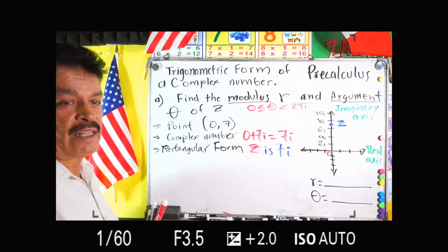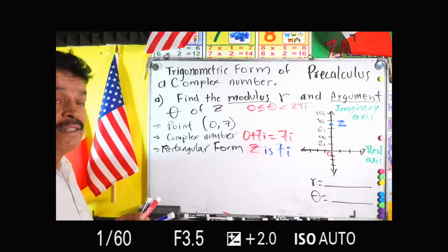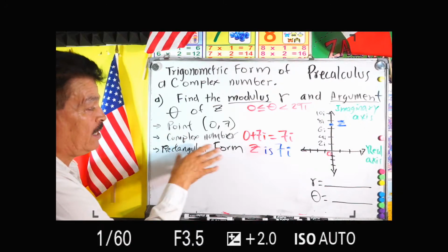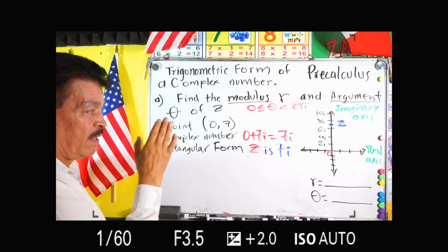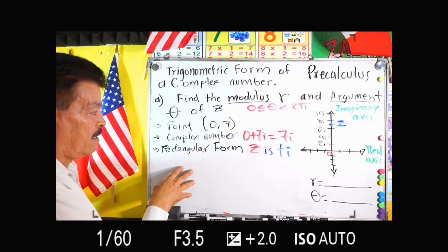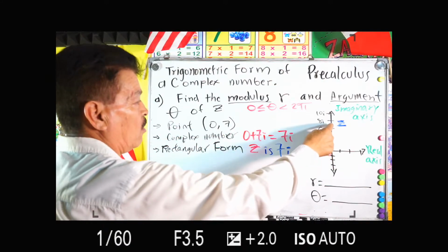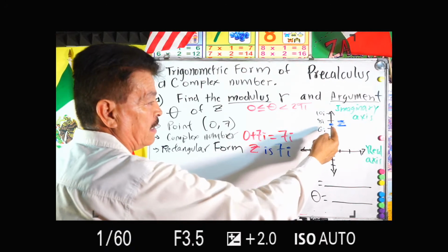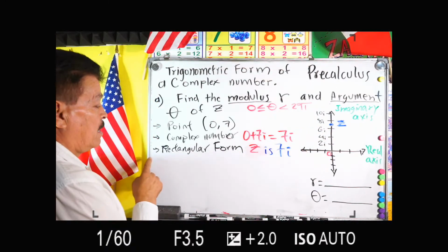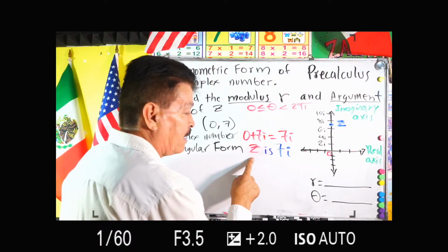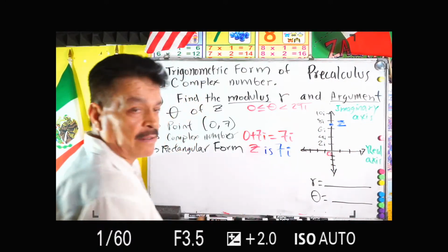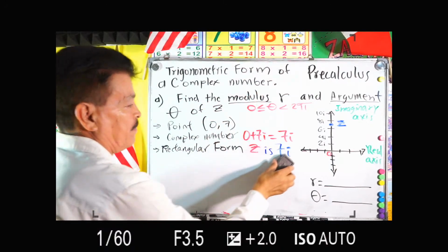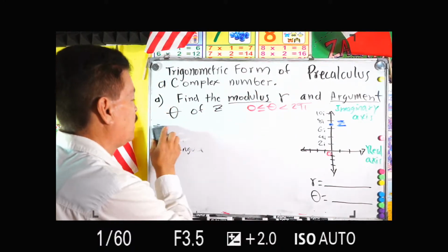Okay, that's another thing. So now find r. We have to find r. Look at this. I will erase this. This already solved our problem here. The point is 0, 7. The complex number is 0 plus 7i right here in the imaginary plane. So now the rectangular form z is 7i. We are looking for z and r. All right. So let's go to the next step.